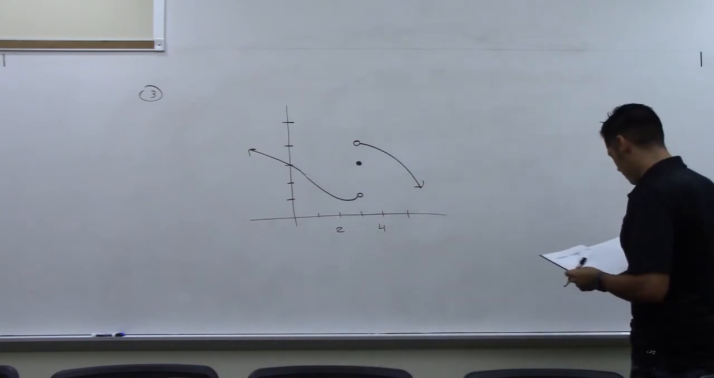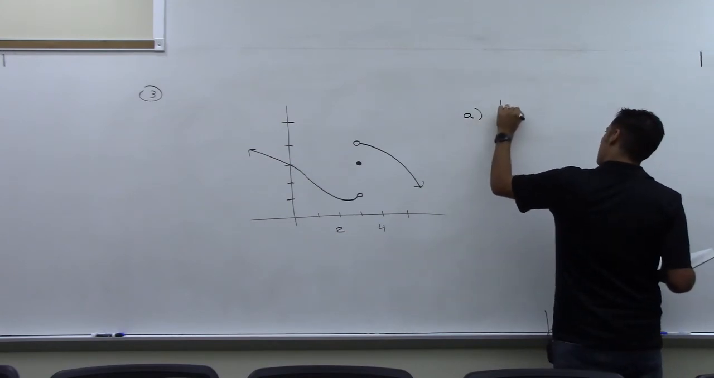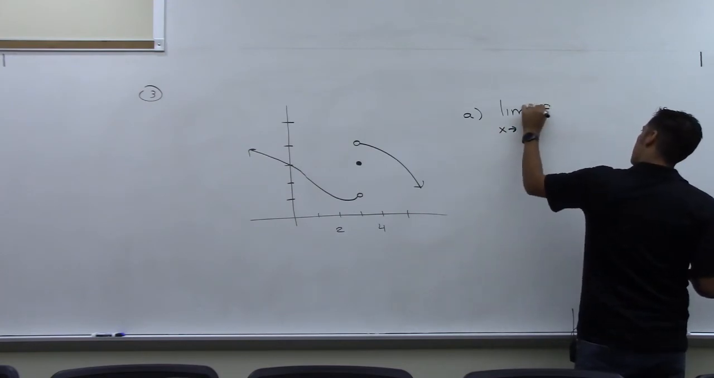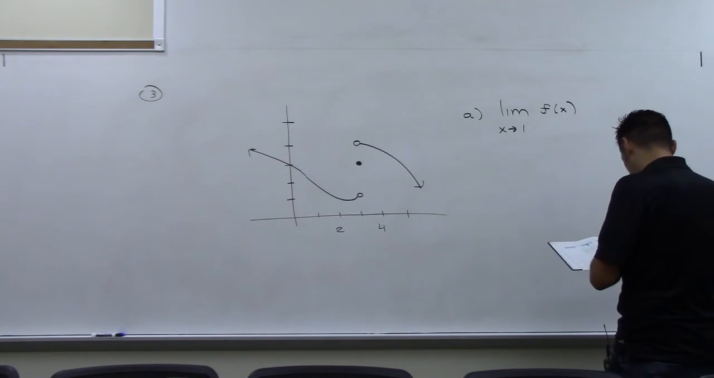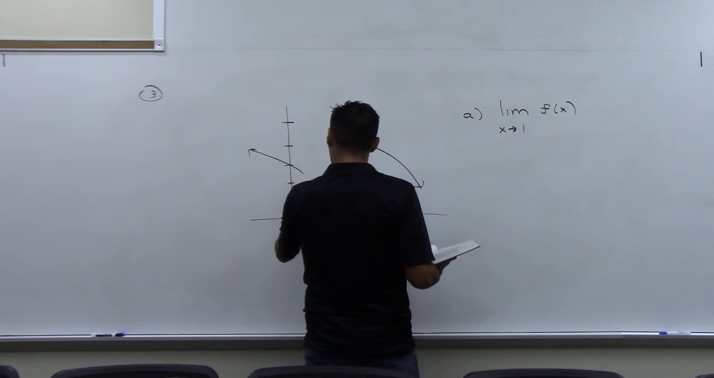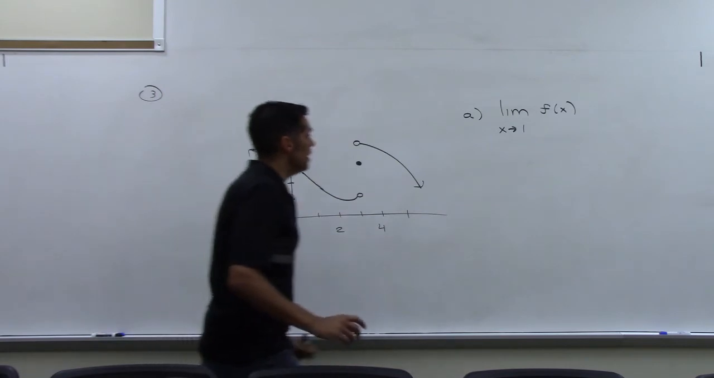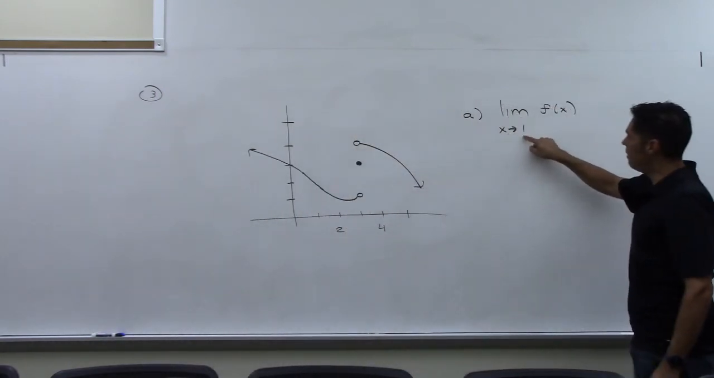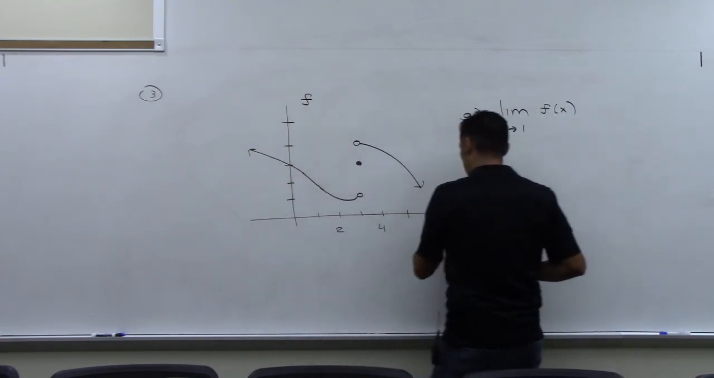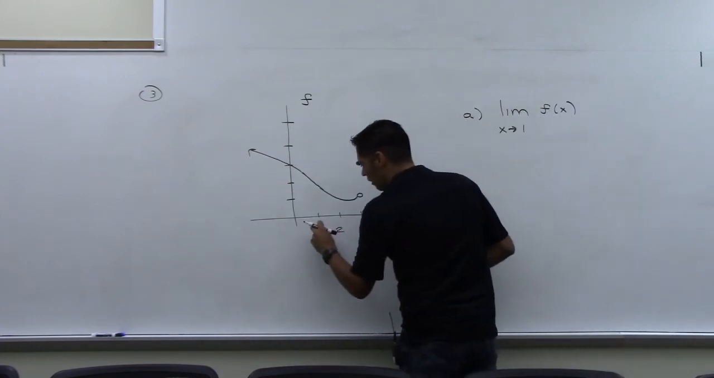All right, now part A. They want you to find this thing. Now I need to have a better picture here. All right, let's start with this. We want to know the limit as x is approaching the value of 1 of this function. So this is the graph of f, right? These are x values. So I'm going to take a look at x equals 1. x equals 1 is right here.